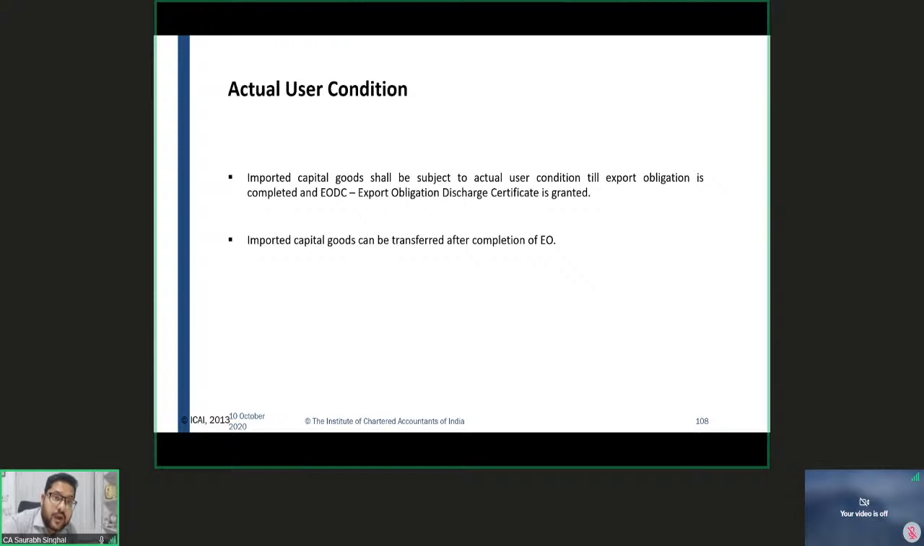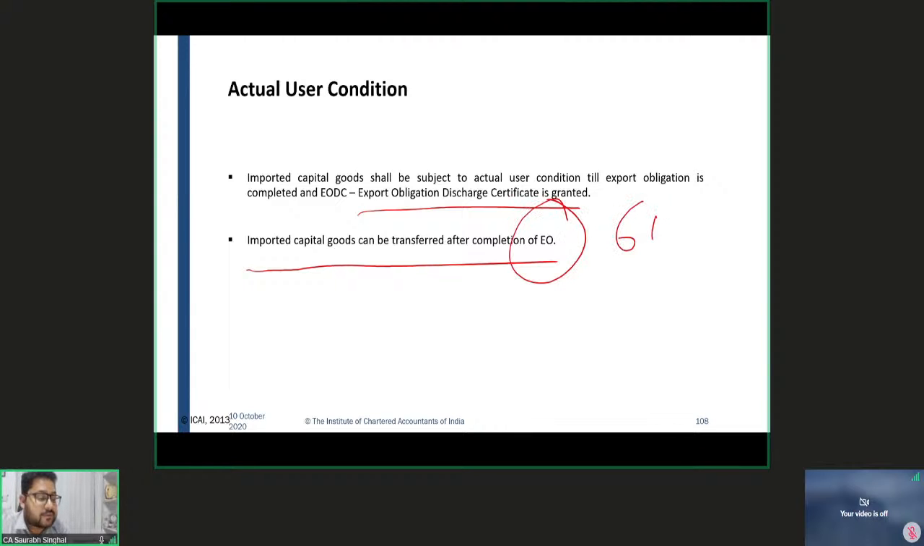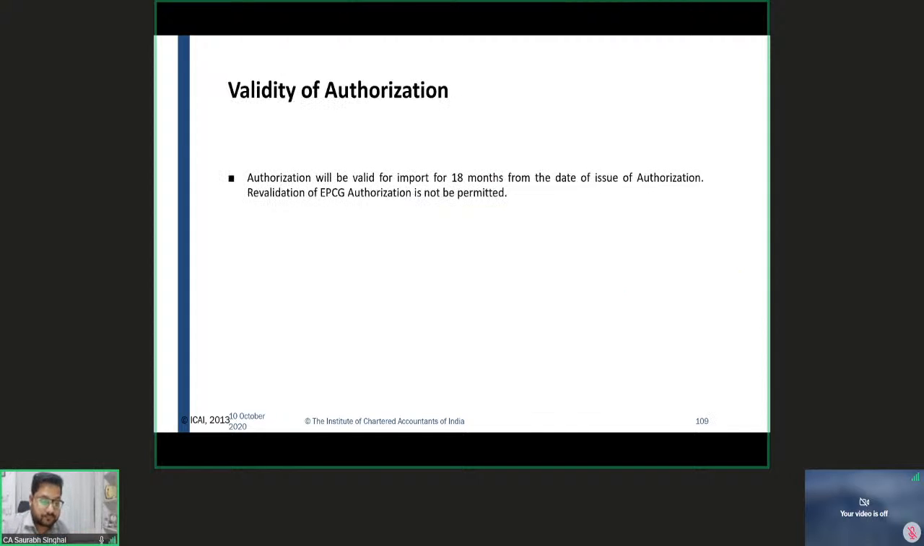Imported capital goods shall be subject to actual user conditions. So it is not that you can import capital goods and not use them at all. After you import the capital goods duty free under EPCG, you cannot transfer and sell them off until you have completed your export obligation, that is 6 times the duty saved. Same was the case of advance authorization. In advance authorization, you could not have sold your inputs at all. You could have at best sold your finished product, that too after achieving your export obligation.